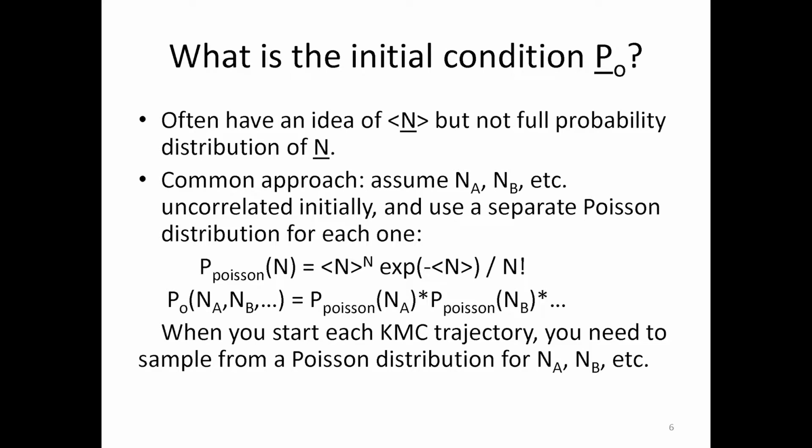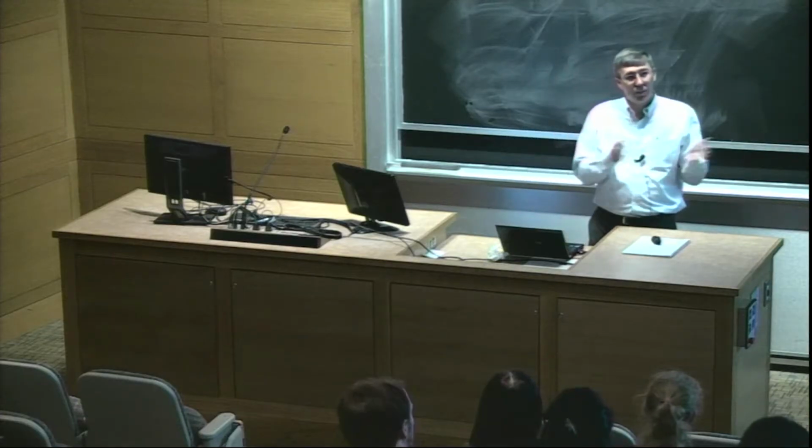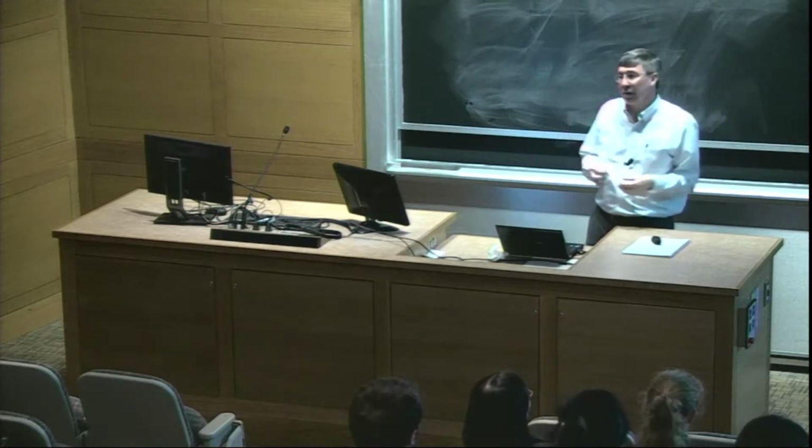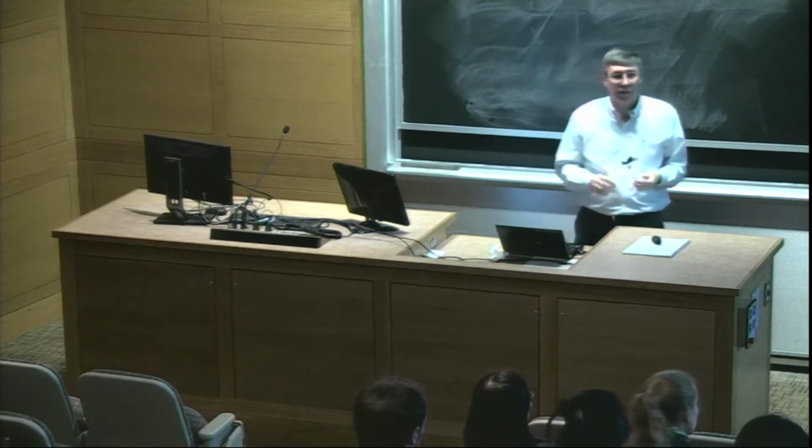And so really every time you start a new trajectory in kinetic Monte Carlo, what you should do is sample from the Poisson distribution to get a new initial condition as well. Okay. And that way you're sampling over both all the possible initial conditions and all the possible things that can happen to them, to really get the real average of what you might want.